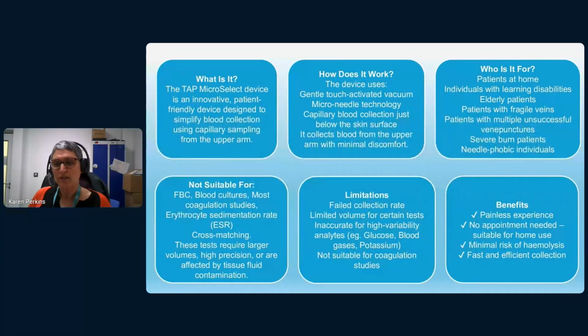So all our work's based on the TAP device, but these apply to lots of the other upper arm capillary collection devices. This is a bit of a wordy slide, but this is being recorded, so you can go back to this and have a look through and see what it is. I just tried to gather some of the information that's relevant to these upper arm capillary sampling devices. And there is a paper that's just come out in the Journal of Patient Centricity, which gives you some good information on the benefits of doing capillary sampling and the challenges that you might face in the laboratory with it as well.